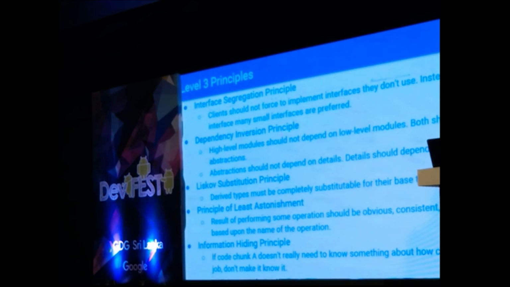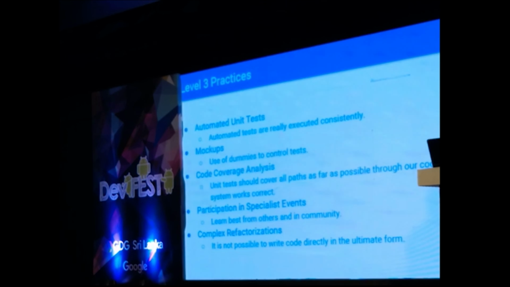The final principle is the information hiding principle. It is mainly that if code A doesn't really need to know something about how code chunk B works, that communication should not be done. But information hiding and encapsulation are two different things. Those are not the same, right? Information hiding is a principle, but encapsulation is a programmatic concept.